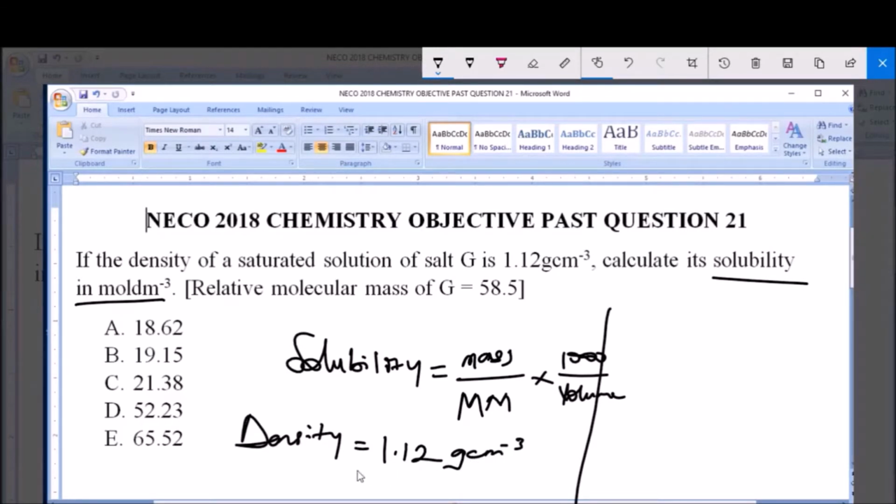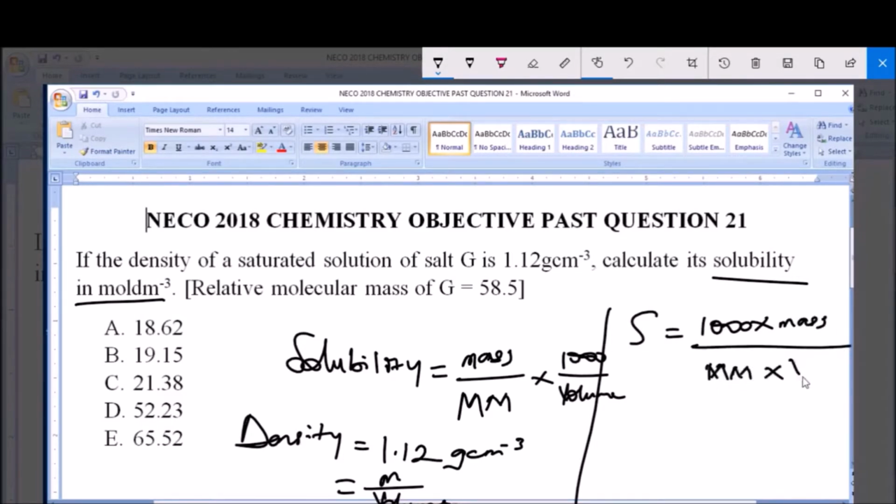Now, like we know, density is given as mass over volume. From this expression of solubility, given as mass over molar mass times 1000 over volume, we can say solubility S is equal to 1000 times mass all over molar mass times volume. And from here you see that this mass over volume is already given to us as our density, because density is mass over volume.